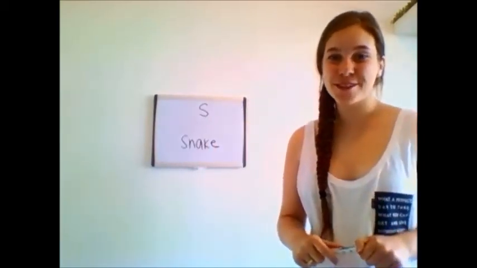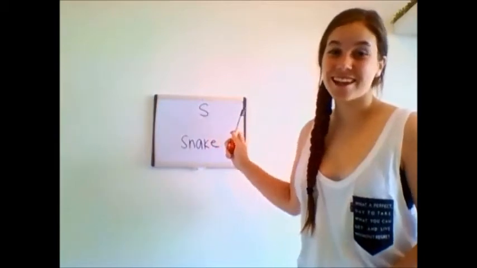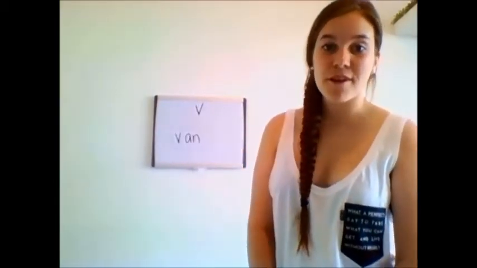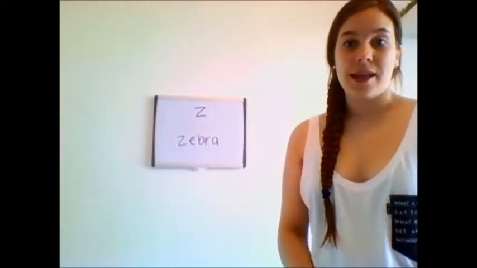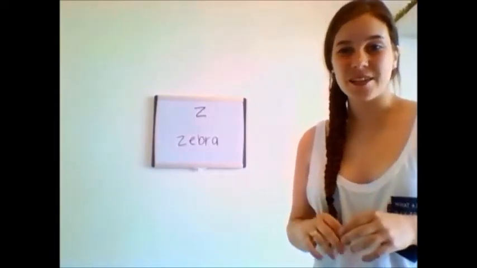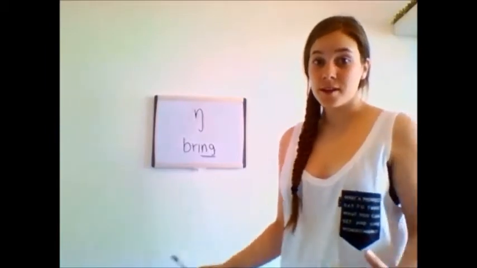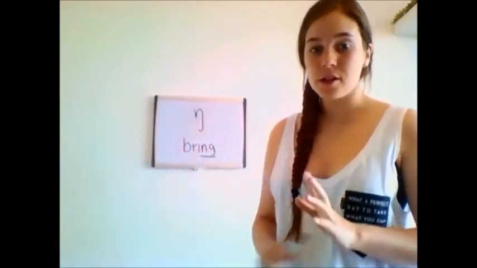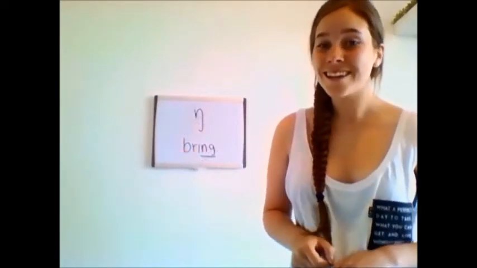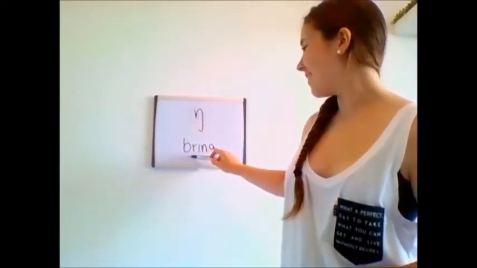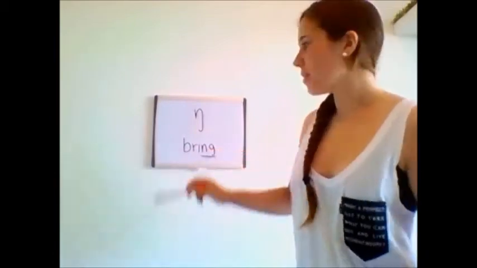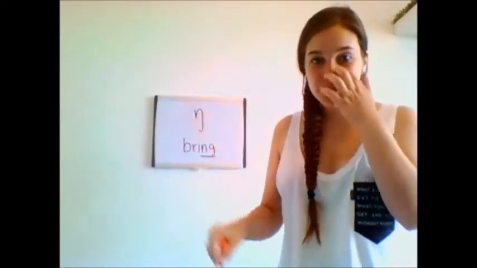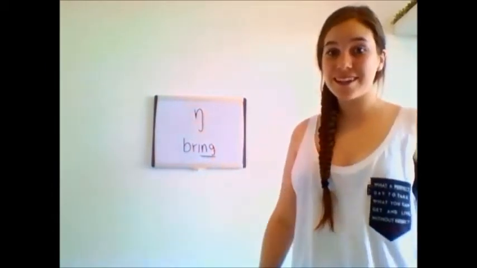Now back to something easier: S, like snake, T, like turtle, V, like van, and you have Z, like zebra. This is another one, a different symbol that doesn't look like a basic letter. It's the sound ny. You can find it at the end of the word bring. It looks like an N with a G attached to it. So it's really the sound ny.